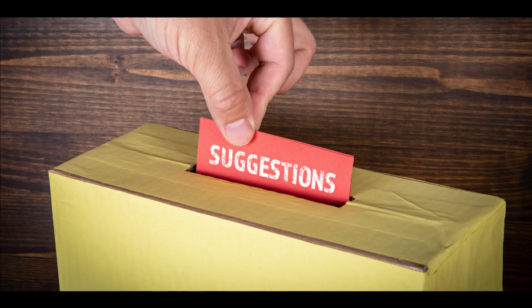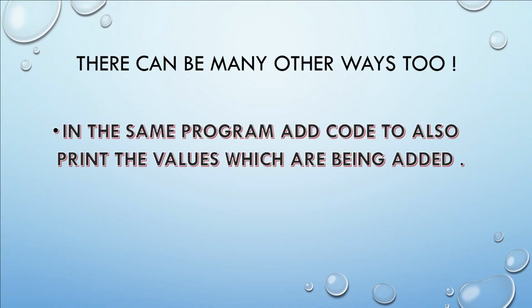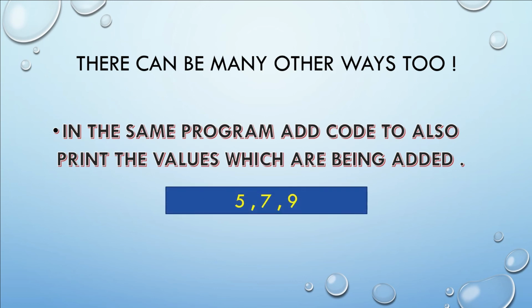Now this is the assignment for you. In the same program, add code to also print the values which are being added. Till now we were directly printing the sum of odd. So you can try this one, that the odd values should also be displayed, that is 5, 7, 9, and then you can write sum of odd is 21.